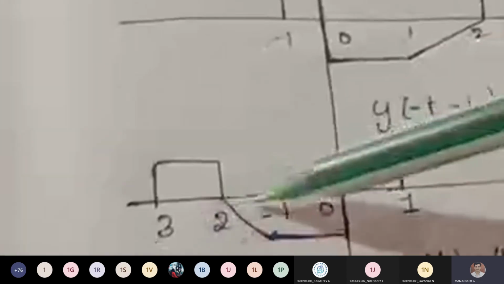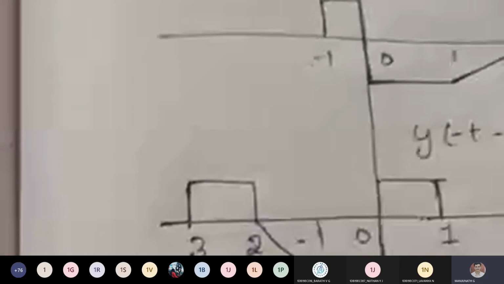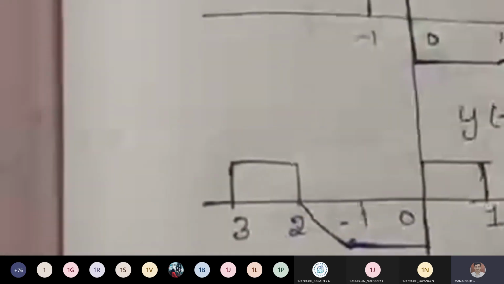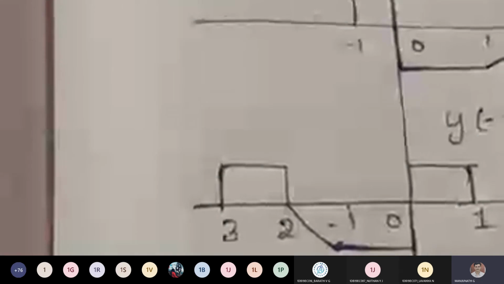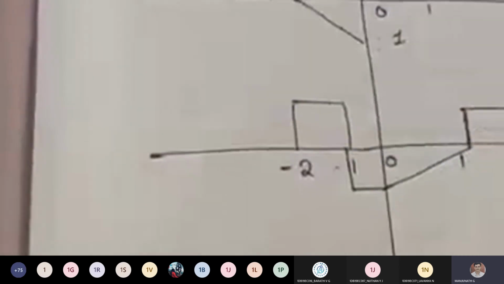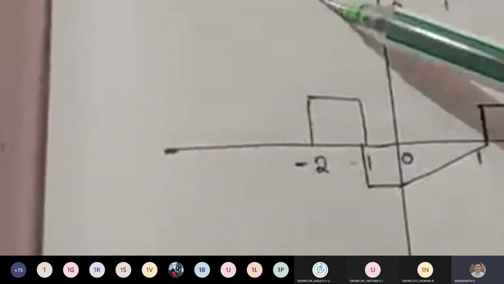Sir, till minus 1 no signal exists. So it will be 0 only. Okay, correct. So at minus 1, check the signal. One minute. So at minus 1 you have a signal with a ramp downwards with amplitude minus 1, correct? Yes, sir.